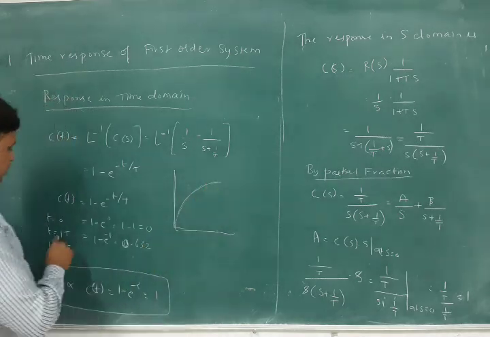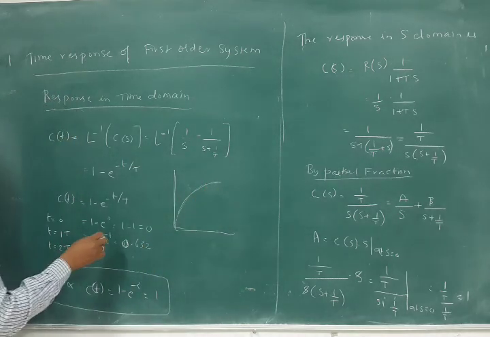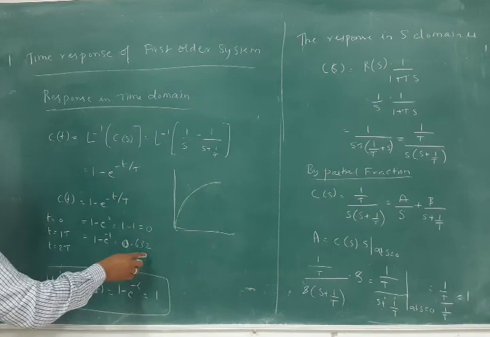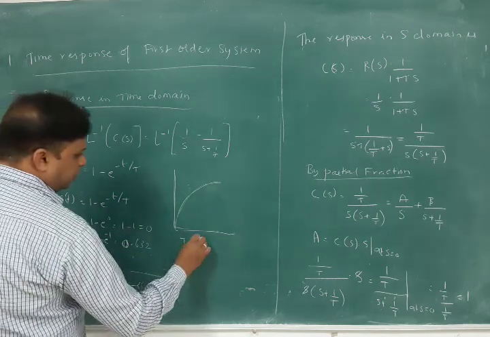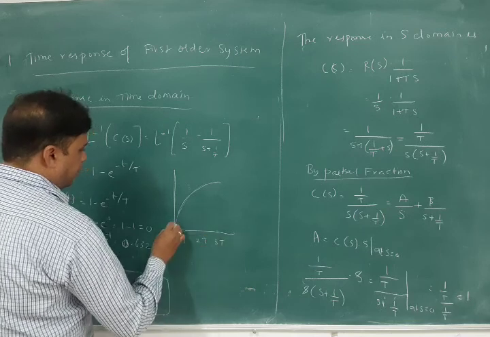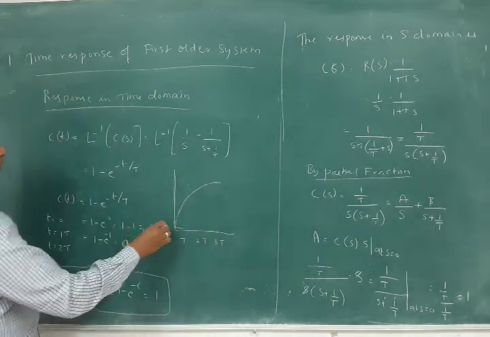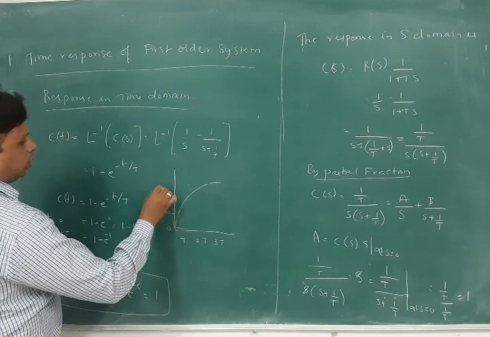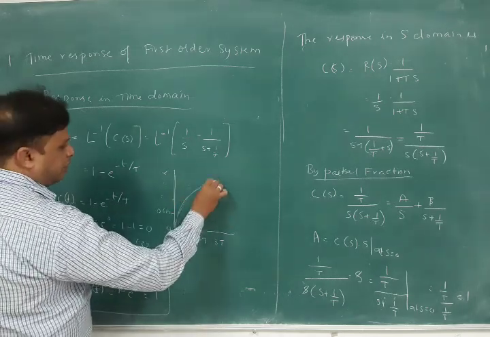After drawing this particular graph, having these values 1, 0.632 and the values at t, 2t, 3t, and so on up to infinity, we get the graph in this way.